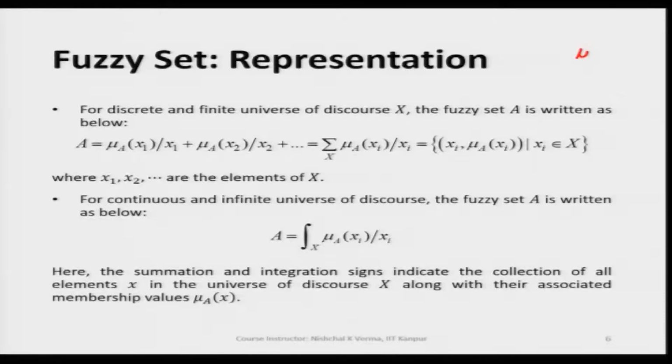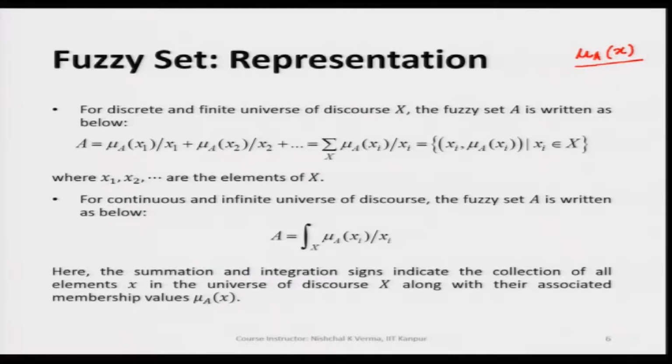So, that is why we include a membership value, and the membership value here is represented as mu A. Membership value of any element is represented by mu A of x. So, if we have any element x, the corresponding membership value will be mu A of x, and this A signifies the name of the set. So, A is basically a particular set.